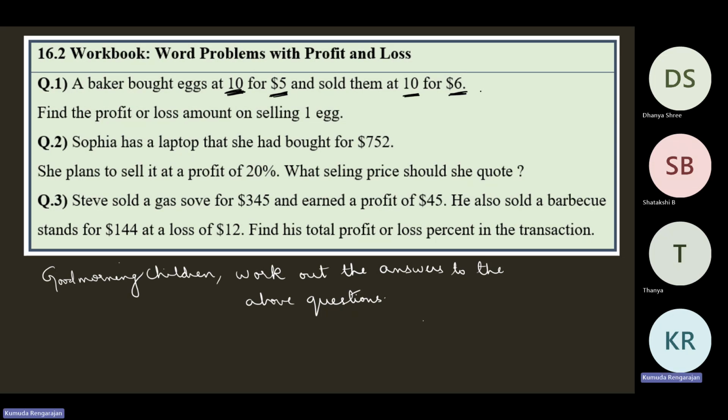But they want you to find the profit or the loss on selling one egg. So for 10 eggs, $1 is the profit. So for one egg, it will be divided by 10. $1 by 10, which is 0.1.